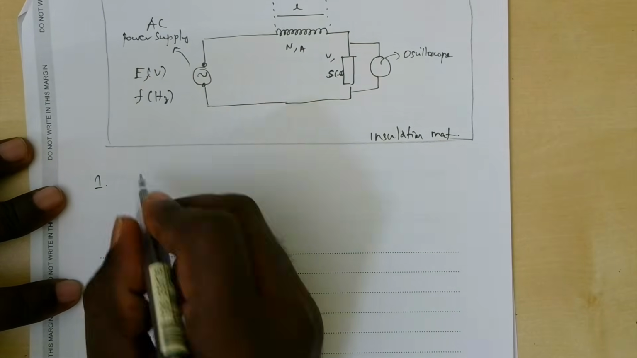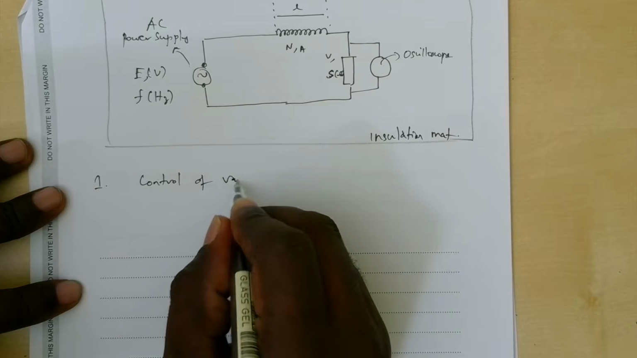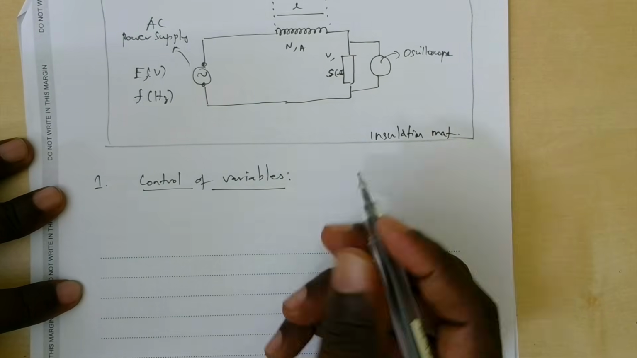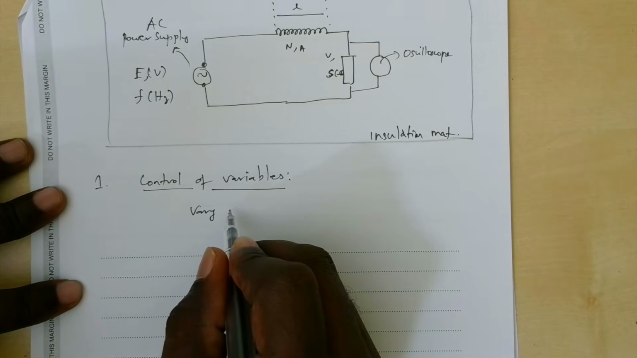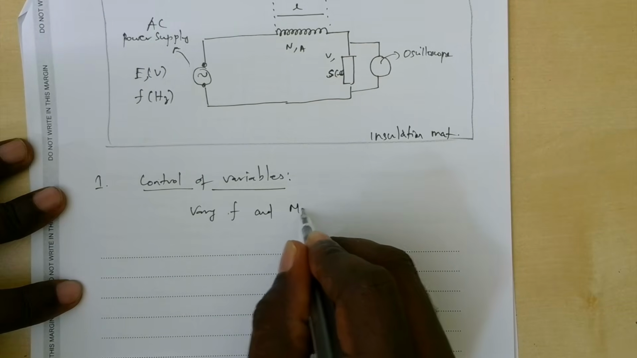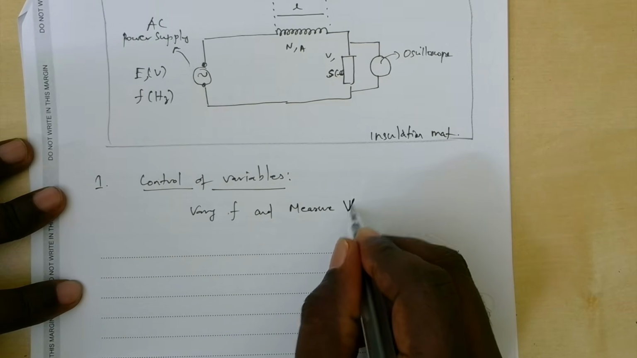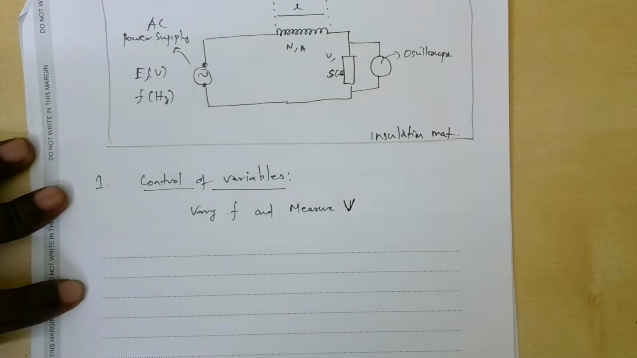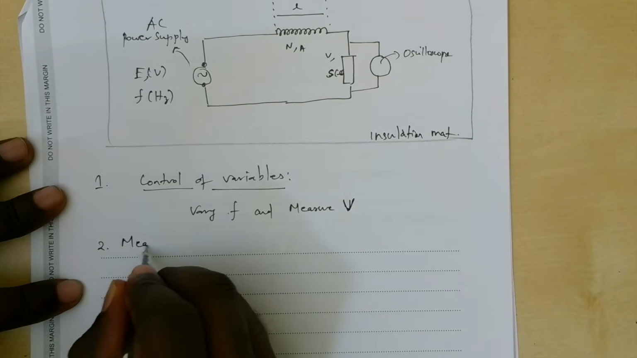So first thing is control of variables. What we have decided: vary F and measure V. So that's the control of variables. Second, measurements to be taken.